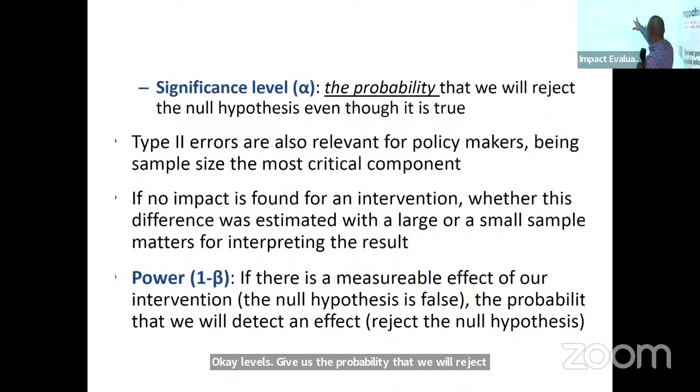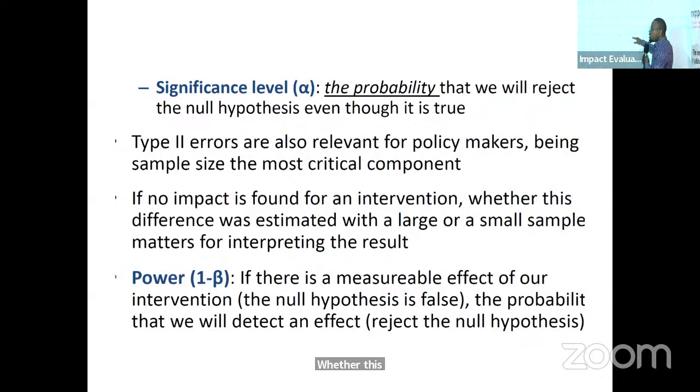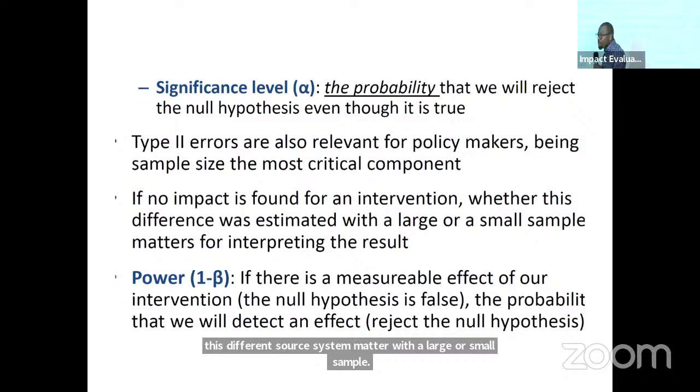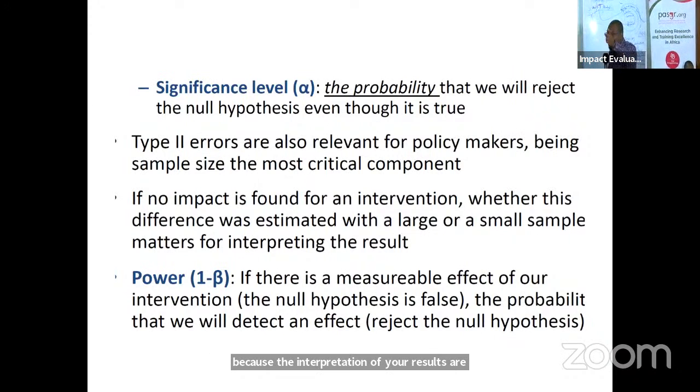Type 2 errors are also relevant for policymakers, sample size being the most critical component. Policymakers, those who are doing policy studies, very important. If no impact is found for an intervention, whether this difference was estimated with a large or small sample matters for interpreting the results. Are we together? You see now why you need the correct sample size. Because the interpretation of your results is contingent on whether the sample is big or what?